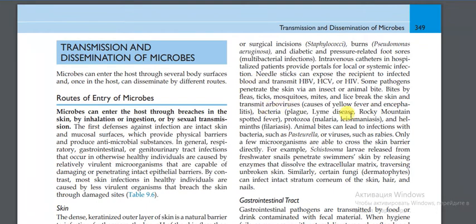Some pathogens penetrate the skin via insect or animal bites. Bites by fleas, ticks, mosquitoes, mites, and lice break the skin and transmit arboviruses. As we discussed in a previous lecture, they can cause yellow fever, encephalitis, and transmit bacteria like plague, Lyme disease, Rocky Mountain spotted fever, and even protozoa like malaria, leishmaniasis, and helminths like filariasis.